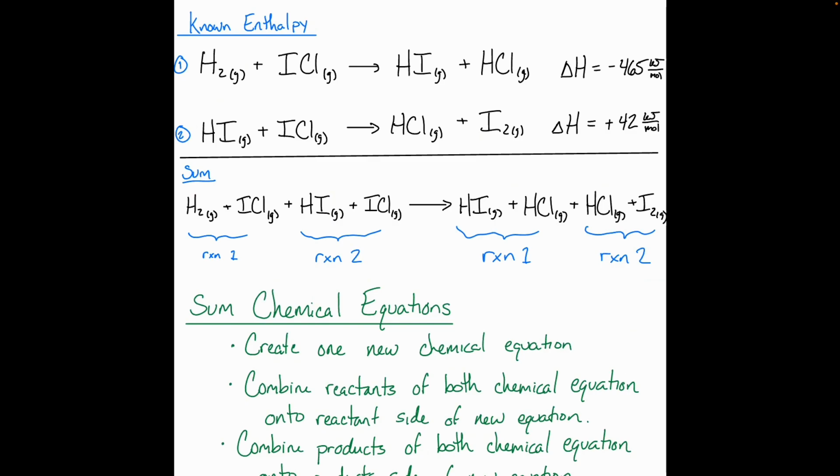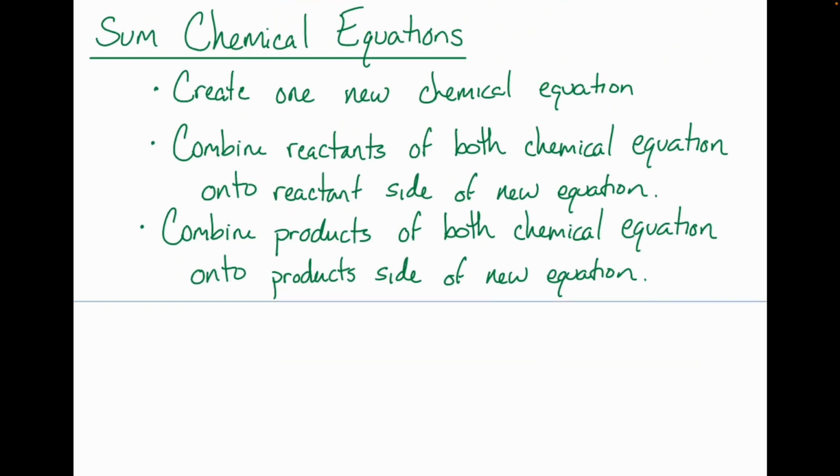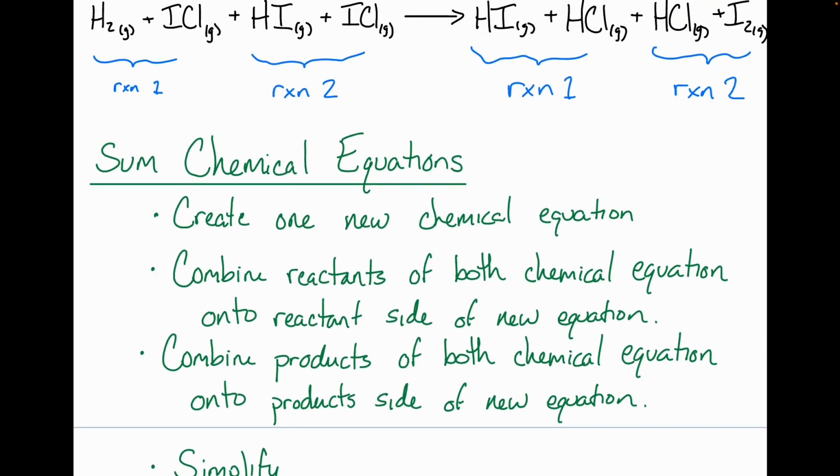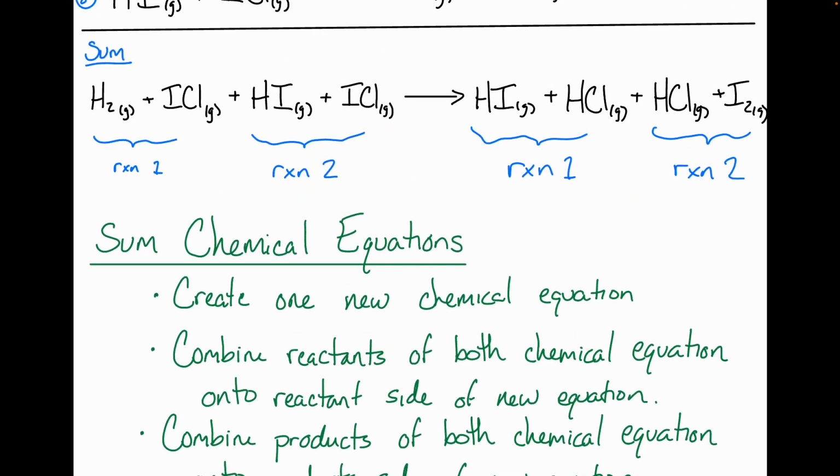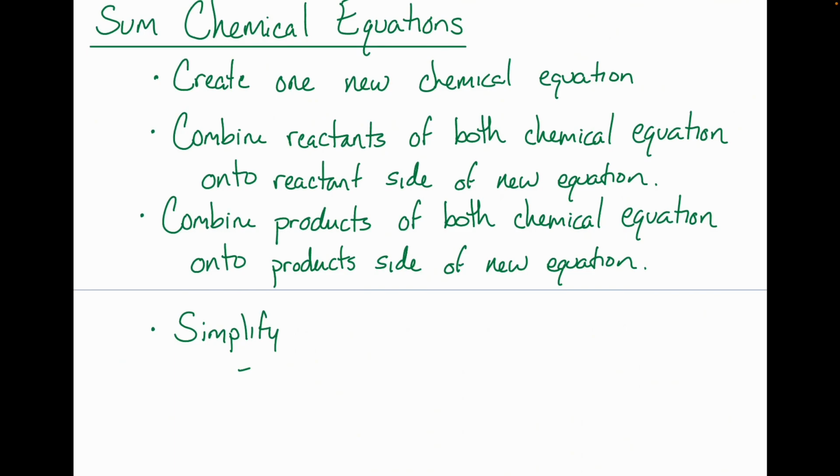All right, but then we got one more step to do here, which is to simplify. How do we simplify? If we have two of the same thing on one side of our arrow, so I have two ICls on my reactant side, I can combine those together to just 2 ICl. Put that coefficient of 2 out front. So I'm going to combine the like compounds on the same side.